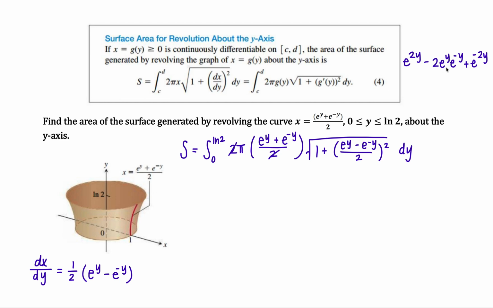Now, note here in the middle, e to the y times e to the negative y, when we add our exponents, we end up with e to the 0 power, and e to the 0 power is just 1, so that middle term is really negative 2 times 1, or just negative 2. So again, squaring that numerator is going to give us e to the 2y minus 2 plus e to the negative 2y. So I'm going to go ahead and rewrite this, replacing that numerator with what I have here.